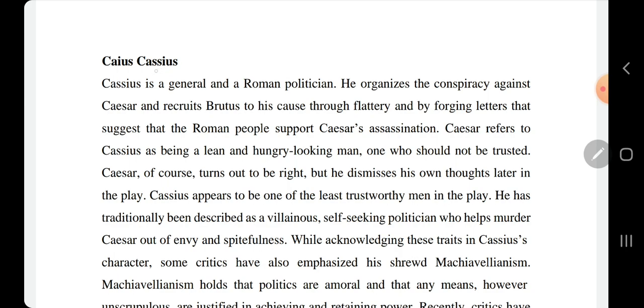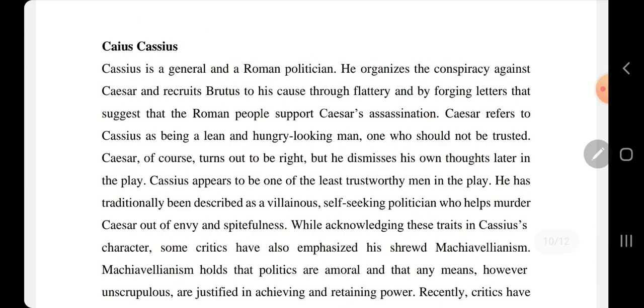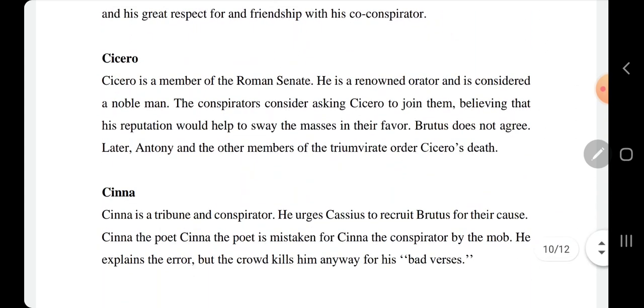Some of the people pronounce his name as Cassius. Sometimes I think it's a Russian name, so it can be pronounced in a different way. So Cassius or Cassius, it is the same, and it is the same character, and he was the one who conspired against Caesar and killed him. We have Cicero, and he's a member of the Roman Senate, and he is an orator and considered to be a nobleman, and his role is a little bit important in the play.